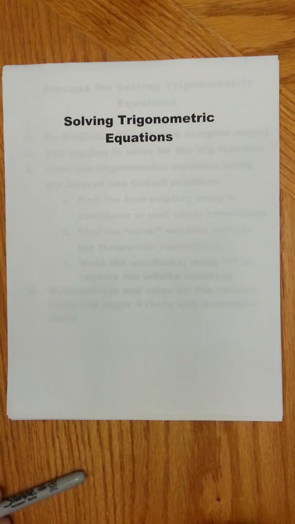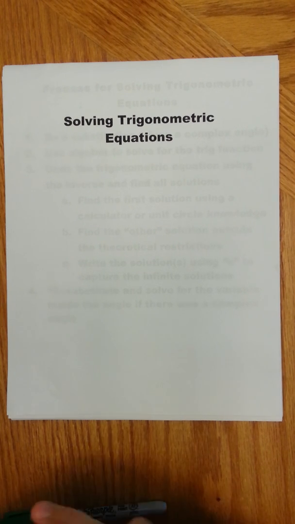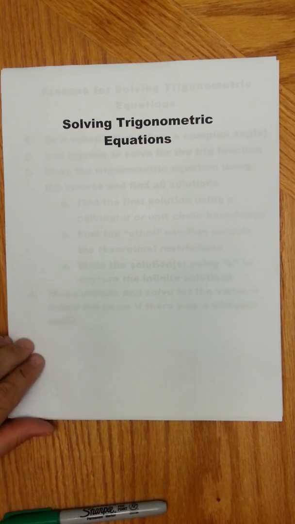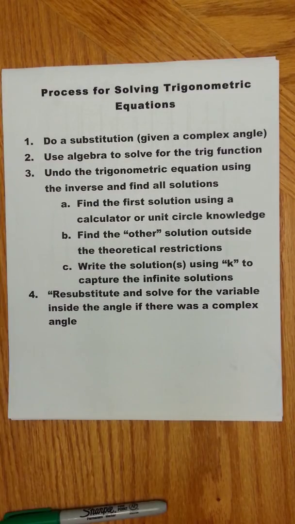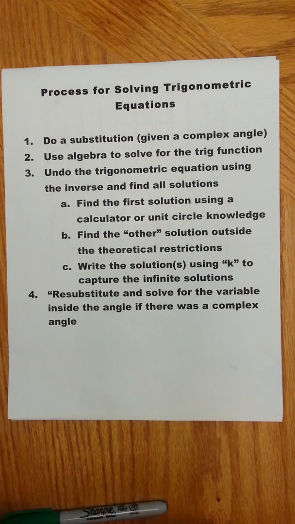Hello. In this video we're going to look at solving a trigonometric equation, specifically a cosecant equation with a kind of complicated angle. So here's the process I use to solve trig equations. When the argument or the input for the trig function is a little bit complicated, I go ahead and do a substitution. You don't have to, but I think it makes it a little bit easier to see what you're working with. Then I use algebra to isolate or solve for the trig function.